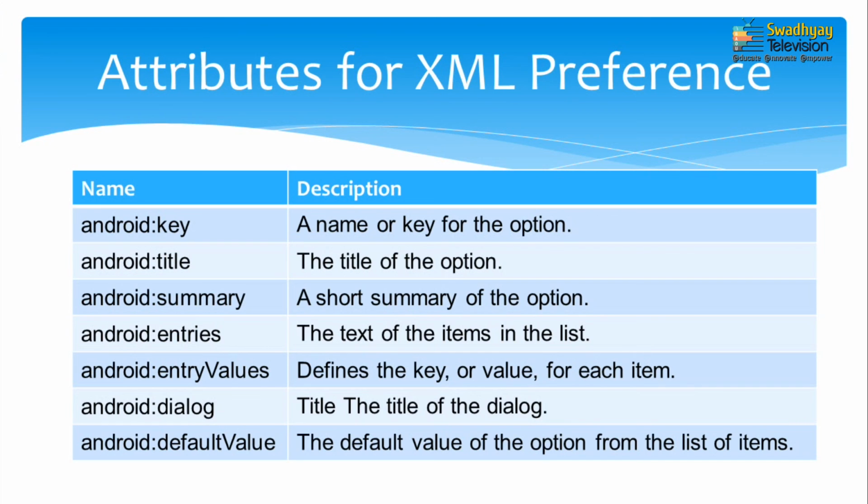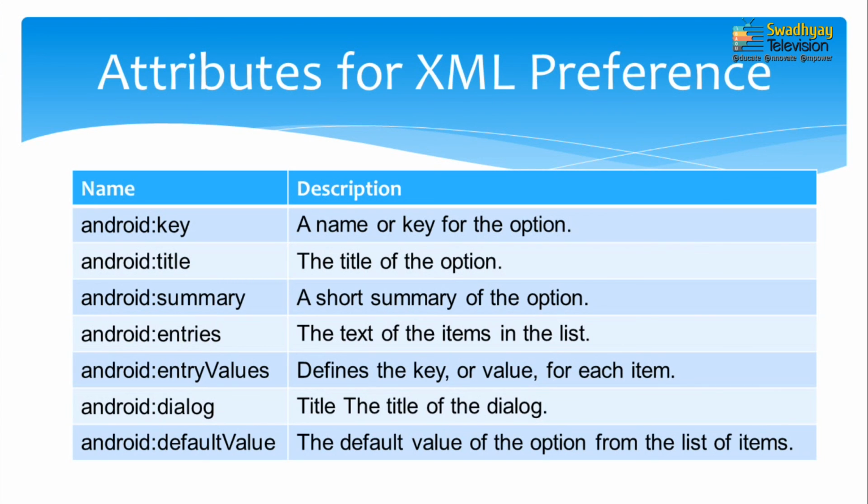In case of list preference, we provide the user with multiple text items from which the user has to select. So, entries specifies the text of the items in the list, and when a particular item is selected, it returns its value. These values are defined inside entry values. So, these two are required in case of list preferences.